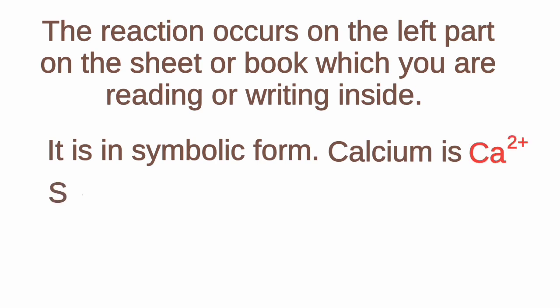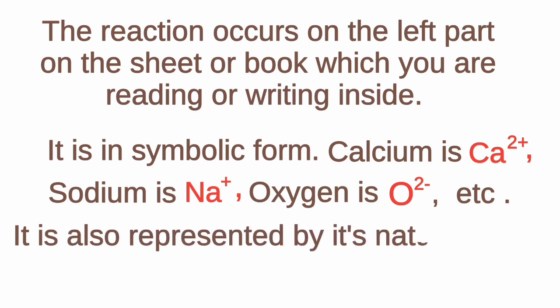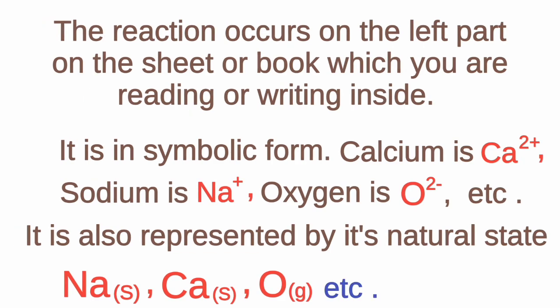Example, calcium is calcium ion, sodium is sodium ion, Na+, and oxygen is oxygen ion, O2-. These are the symbolic forms of their respective ions. Sometimes we just ignore the ions and we just write the valency. We have the natural state of these elements. Sodium is in solid form, so it is Na(s). Calcium is also solid, so it is Ca(s). And oxygen is a gas, so it is O(g).